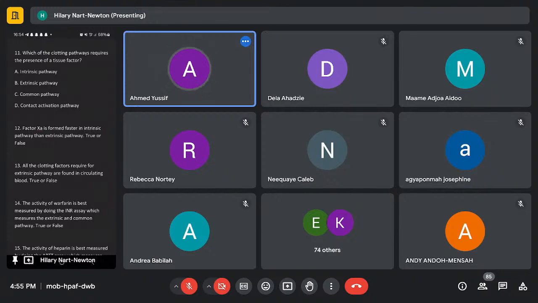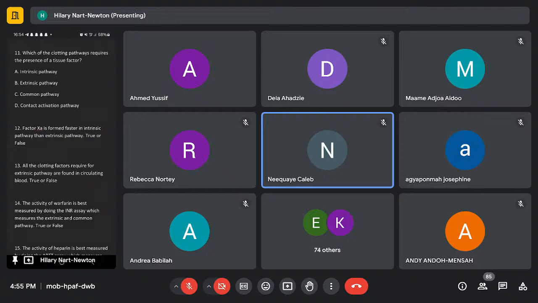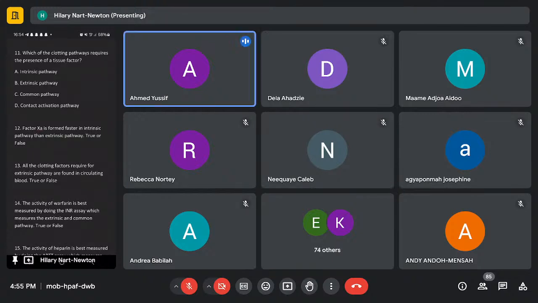Okay, so which one? Extrinsic pathway. Yeah, so the extrinsic pathway.